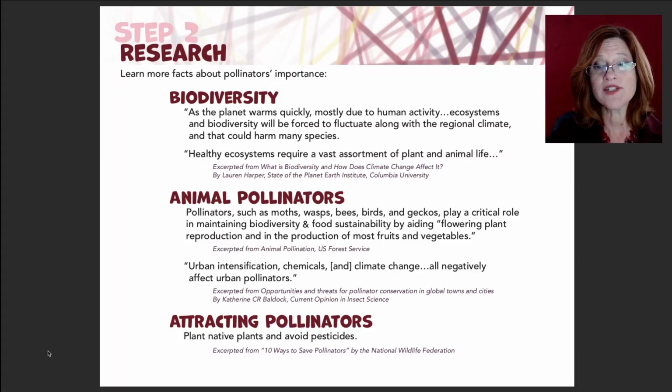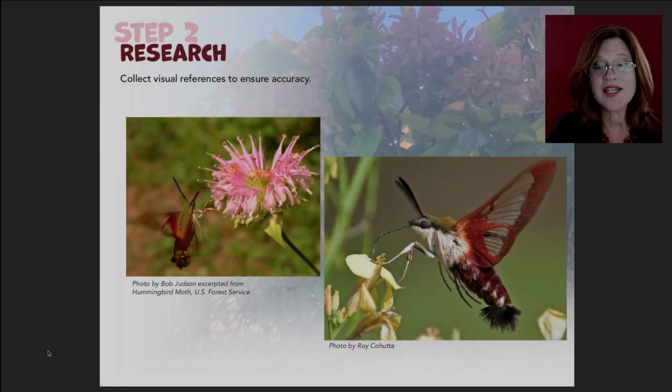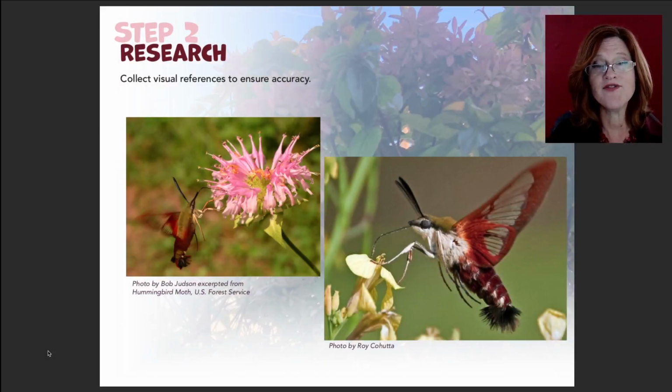As individuals and as a society, we can take strides to cultivate favorable ecosystems, such as urban community gardens and more environmentally sustainable agricultural processes, to attract pollinators and ultimately reduce our carbon footprint. Lastly, in my research, I collected visual references and studied videos to ensure accuracy in how I illustrated the hummingbird clearwing moth in my design.